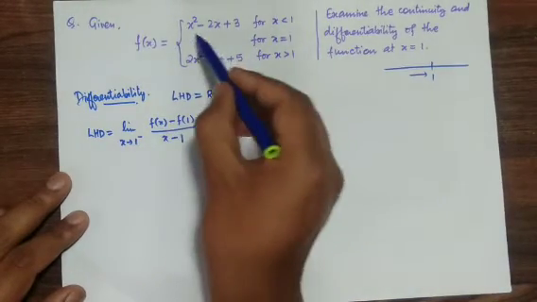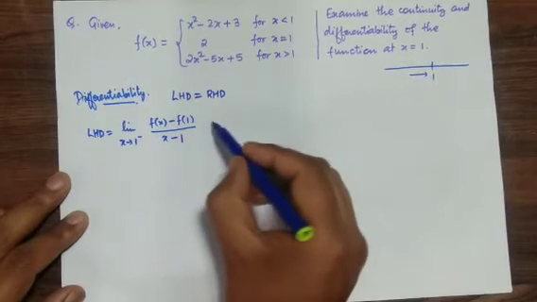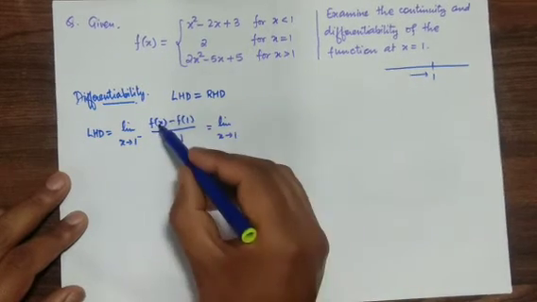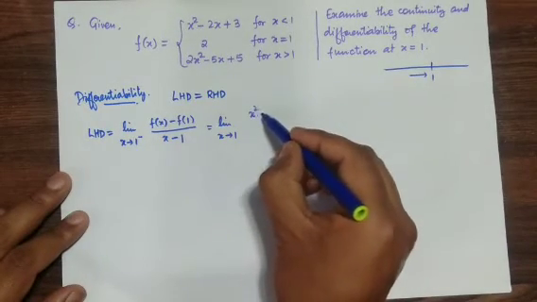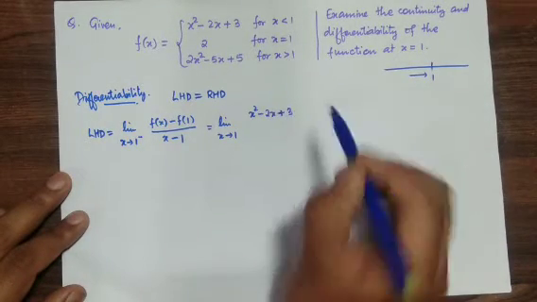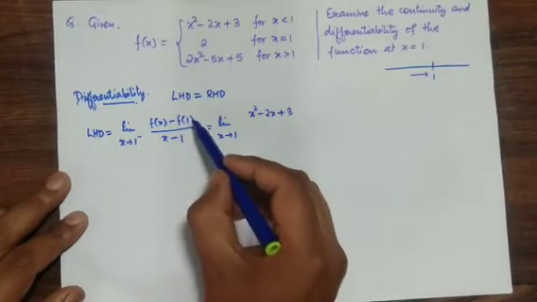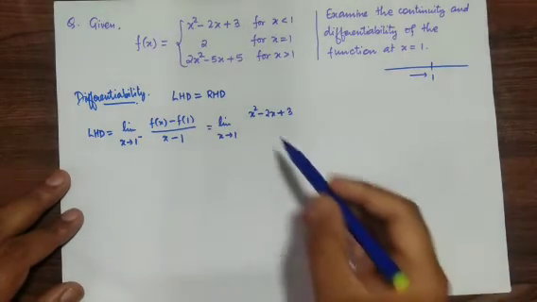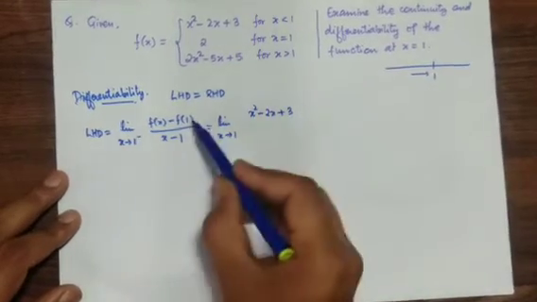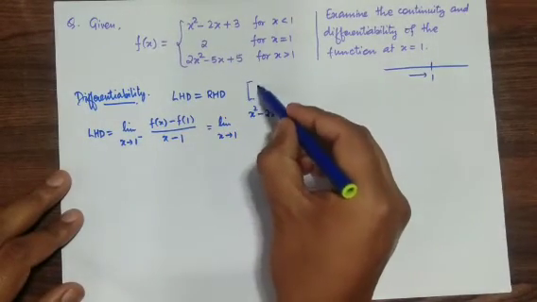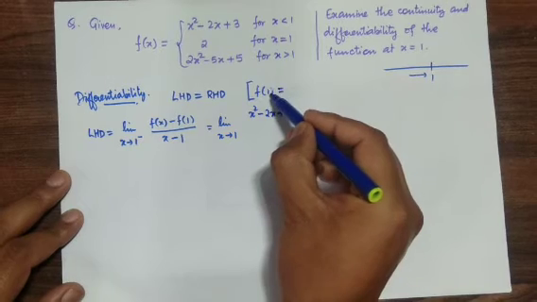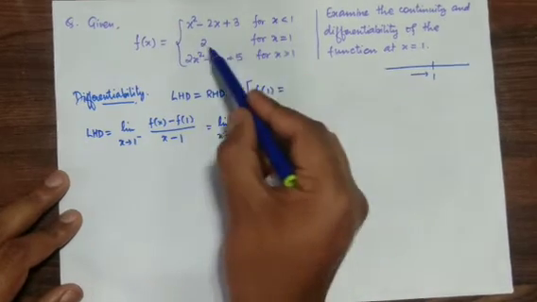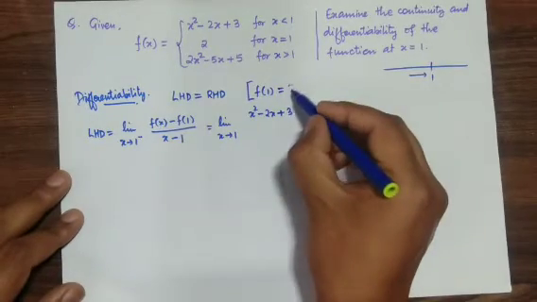So that's why my f(x) becomes this much. So we have limit x tends to 1, f(x) becomes x squared minus 2x plus 3. And we need to find f(1) as well. So let us find f(1). We'll see what is f(1) from here. That means when x is equal to 1, what is the value of the function? The function value is equal to 2 when x is equal to 1. So f(1) is equal to 2.